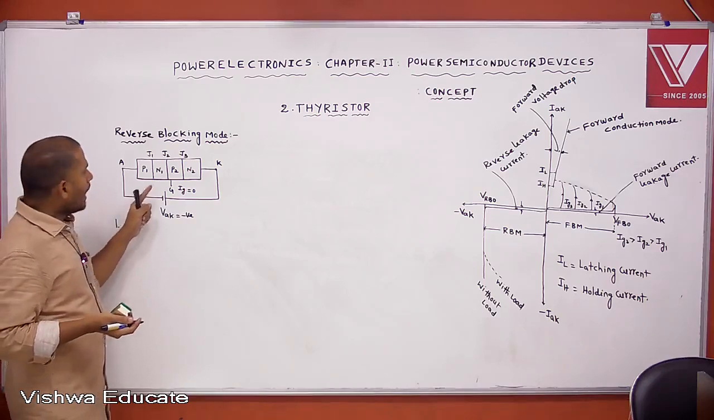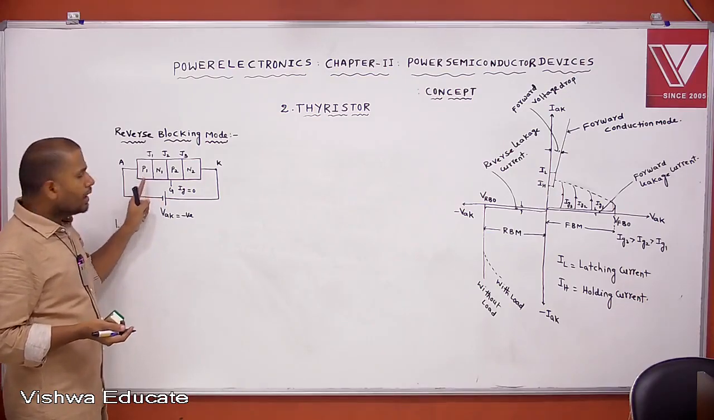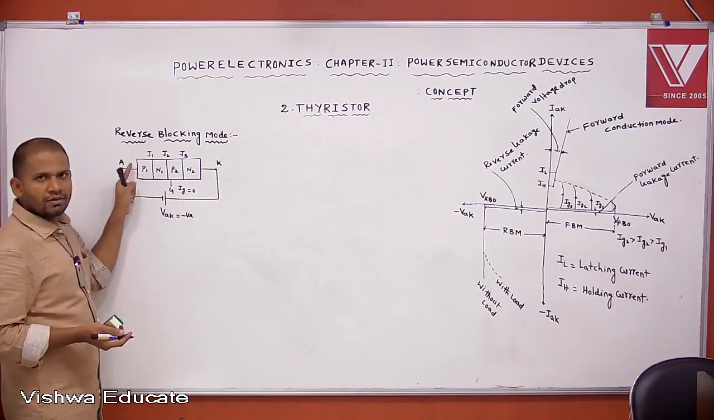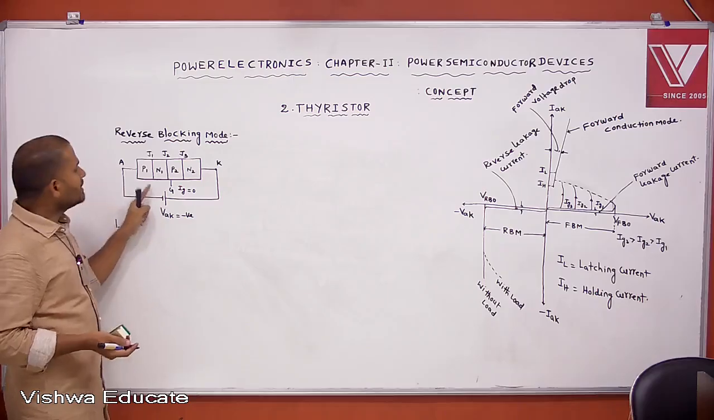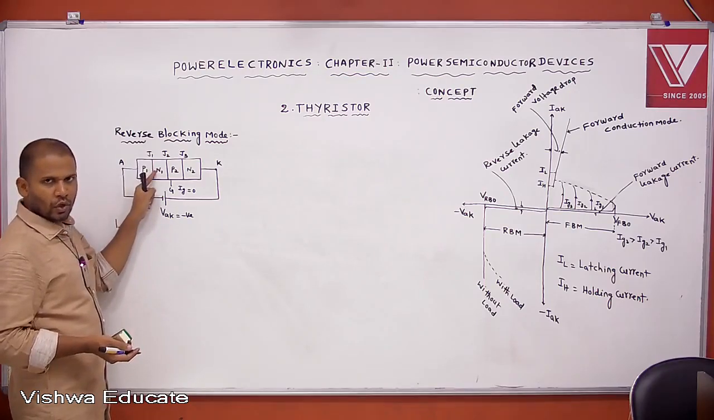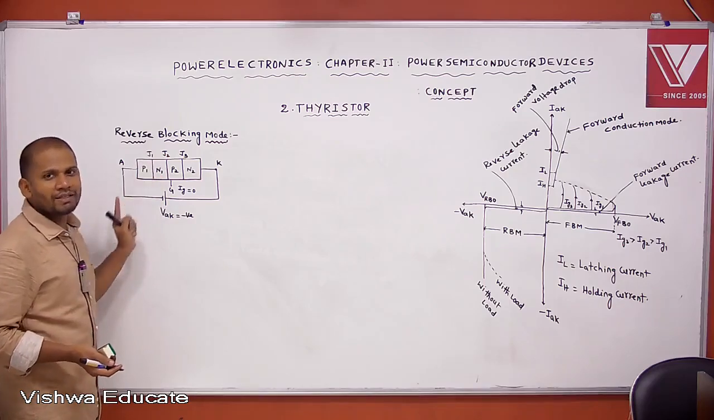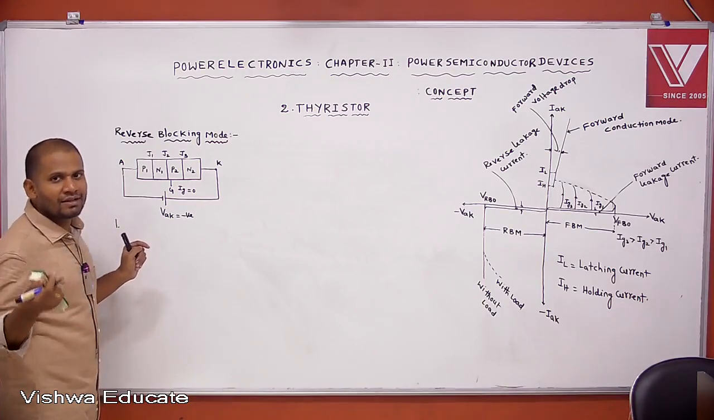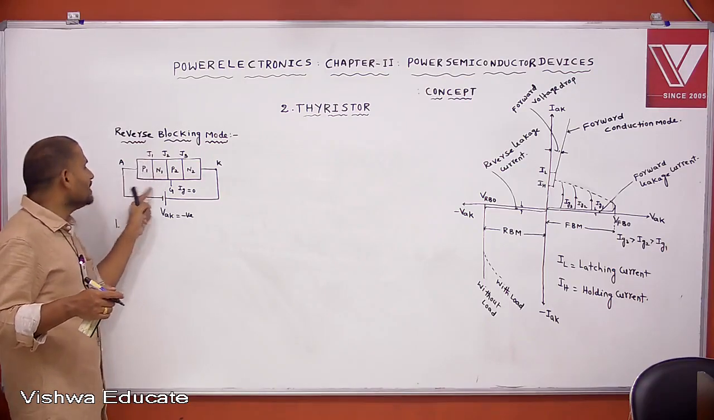Under reverse blocking mode of operation, negative is connected to P1 layer. If the negative is connected to P1 layer, all the majority charge carriers, that is holes in P1 layer, are attracted by the negative plate. Do the majority carriers cross the junction? No. When the majority carriers are not crossing the junction, is that junction forward bias or reverse bias? Reverse bias. Because if the majority carriers cannot cross the junction, we don't get anode current, we get only leakage current. That's the reason why this J1 is under which condition?